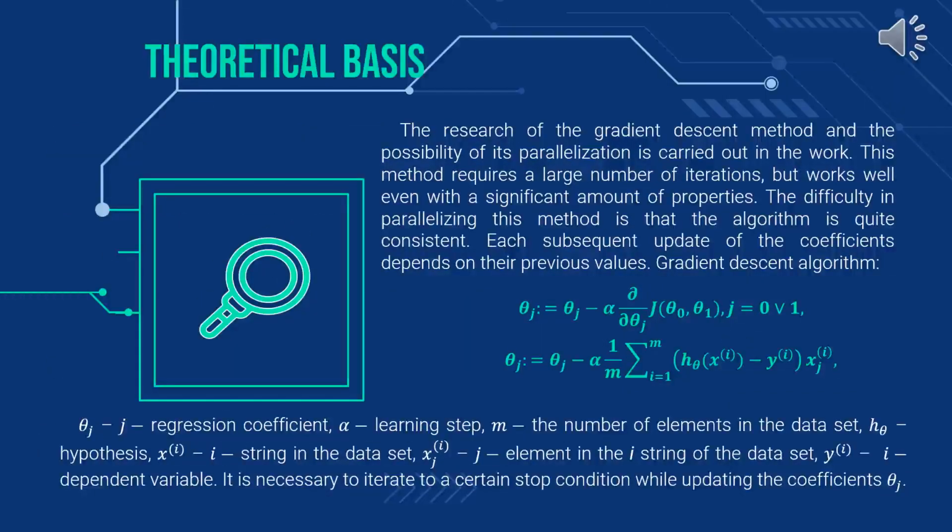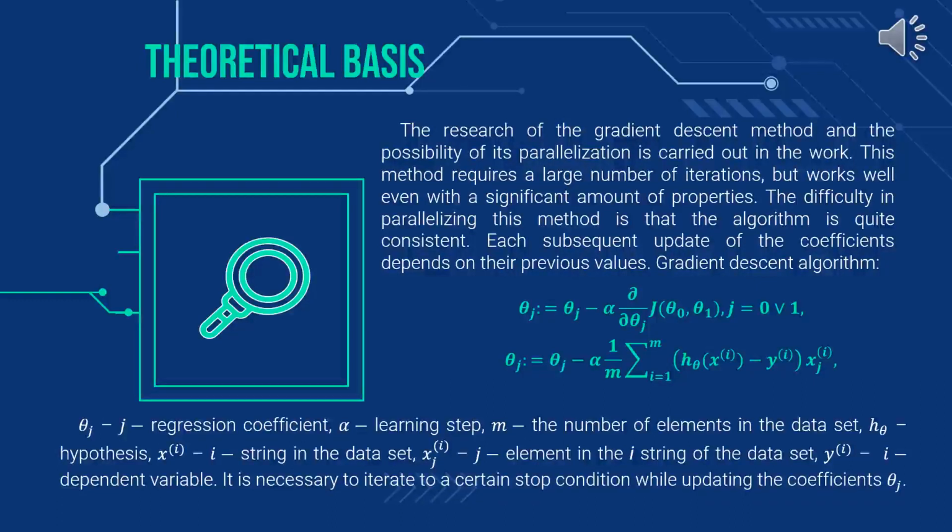The research of the gradient descent method and the possibility of its parallelization is carried out in the work. This method requires a large number of iterations but works well even with a significant number of properties. The difficulty in parallelizing this method is that the algorithm is quite sequential. Each subsequent update of the coefficients depends on their previous values.